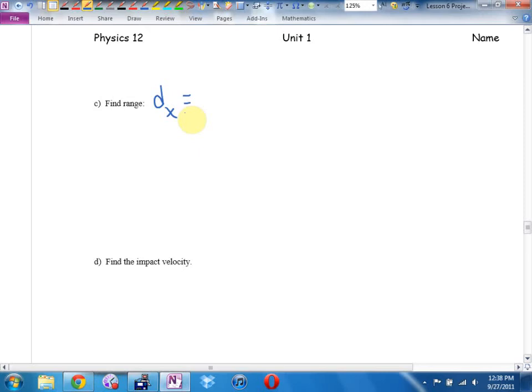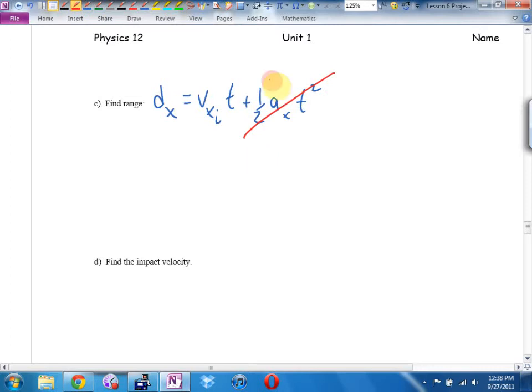What's an equation that has those four things in it? D equals VI, and I'll put X's on everything, T plus 1/2 AX T squared. And there's something really cool. Look. Why can I do that? Because the horizontal acceleration is 0.